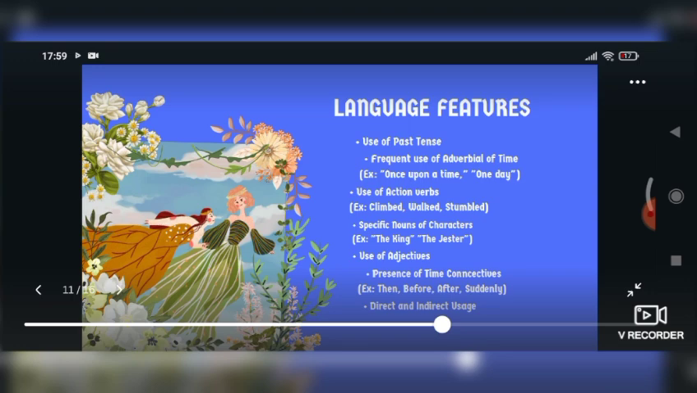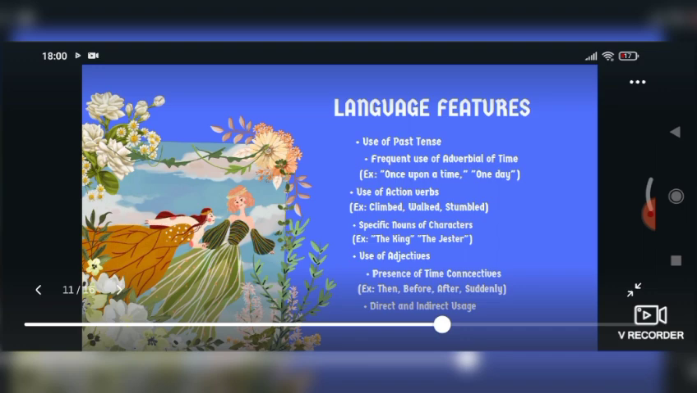And last is direct and indirect usage. Direct means that you tell directly what the character is going to do, but in indirect, the characters have their own choice. No dialogue from the author, or just explanation from the narrator and stuff like that. They just do what they want on their own. That's the use of indirect.